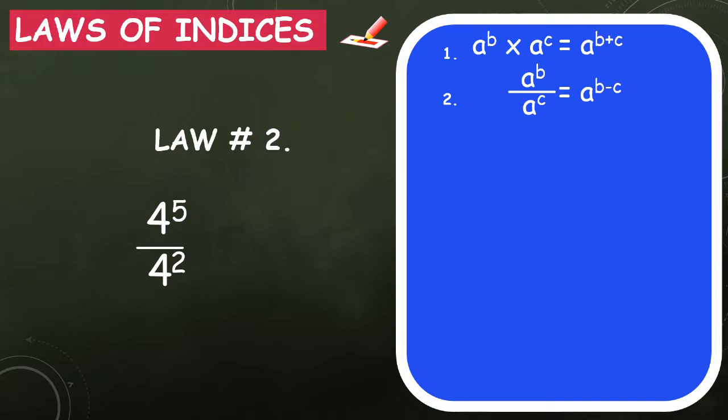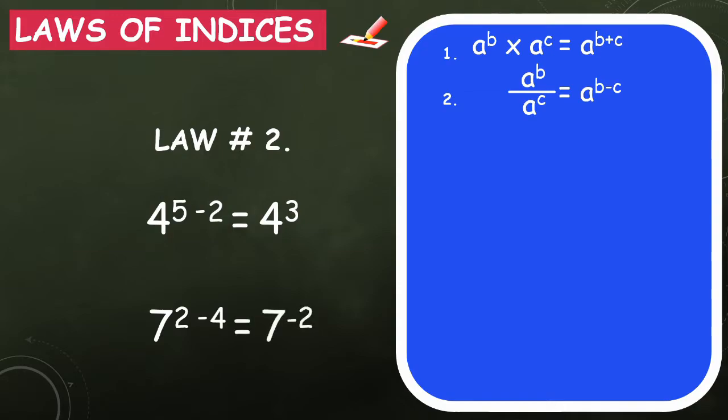4 to the power of 5 divided by 4 to the power of 2, we get 4 to the power of 5 minus 2, which is 4 to the power of 3. 7 to the power of 2 divided by 7 to the power of 4, we get 7 to the power of 2 minus 4, which is 7 to the power of negative 2.